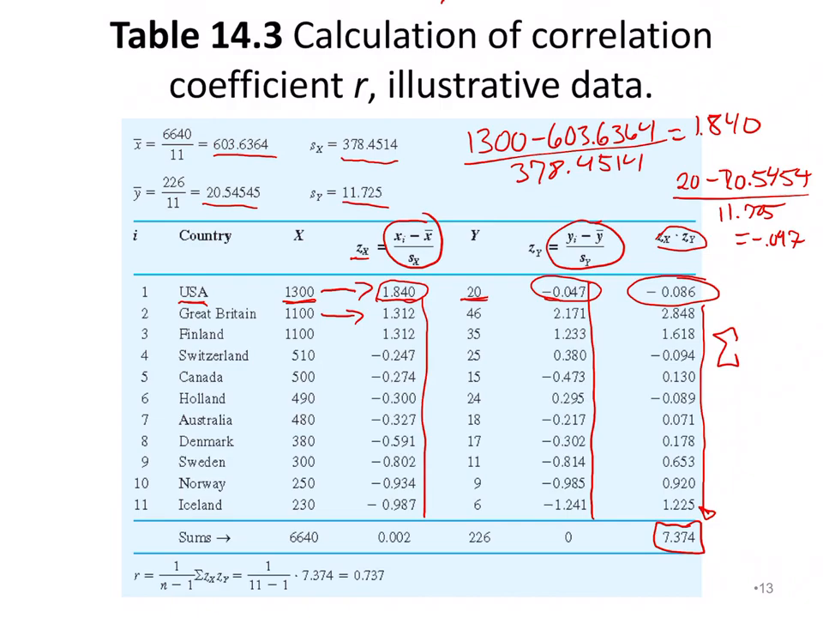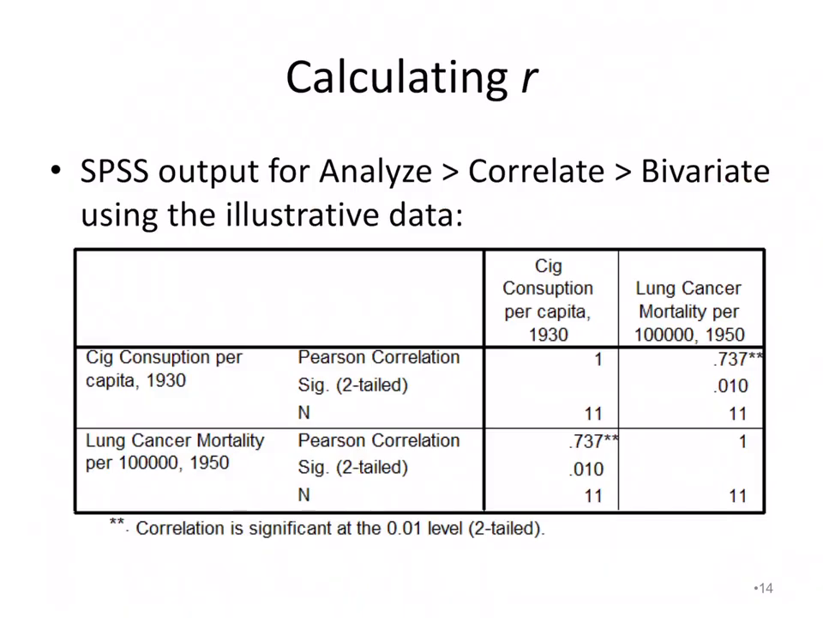So then you go down here to the bottom, you'll see your equation where r equals 1 over n minus 1 times the sum of zx zy. So it's 1 over 11 minus 1 times your 7.374. Remember, that's from over here. And when you multiply that out, you're multiplying this by 1/10. You get 0.737, which would say that there's a strong correlation. So you'd say r equals 0.737, which is a strong correlation there.